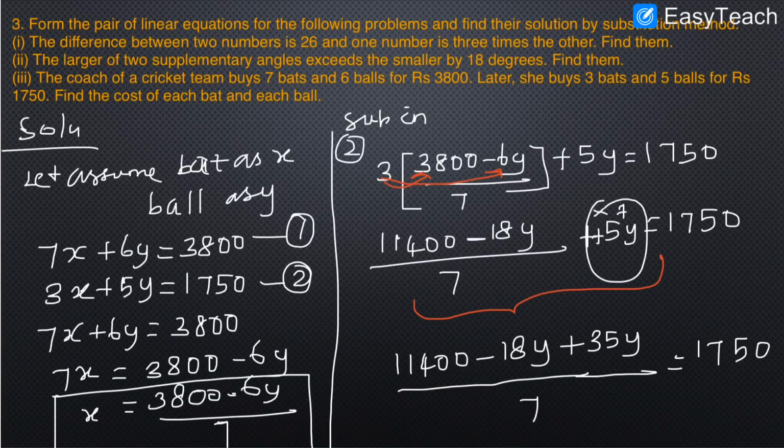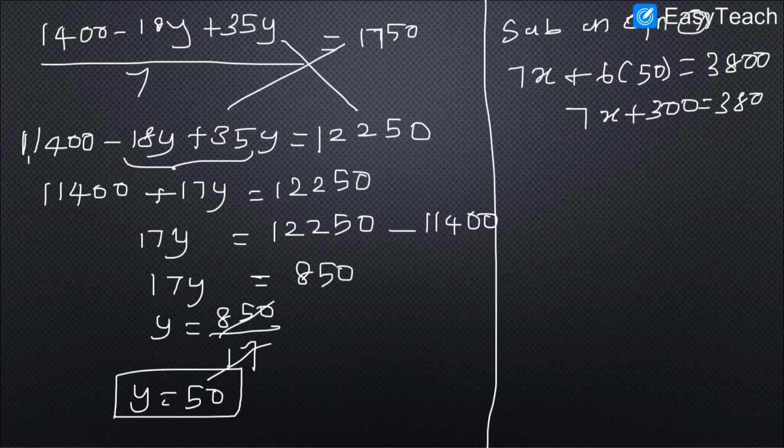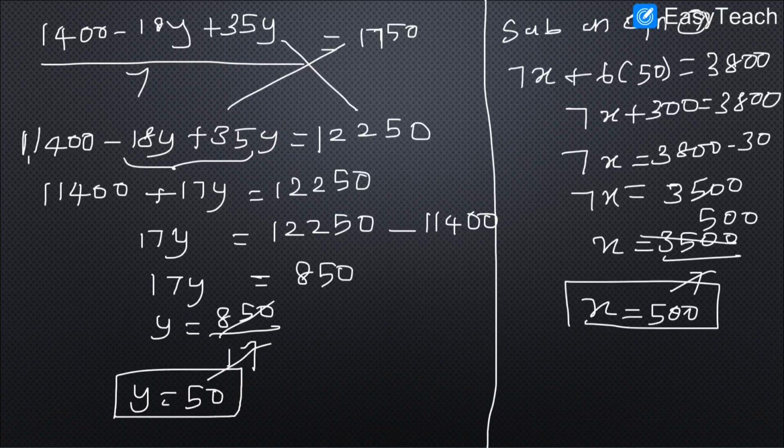Let's substitute the y value in any one equation. Okay, let's substitute in the first equation. So 7x plus 6 into 50 equals 3800. So 7x plus, 6 fives are 30, so 300 equals 3800. So minus 300, which is 3500. So this is 7x equals 3500. So x equals 3500 divided by 7, 500. So x equals 500, which means x is the bat.